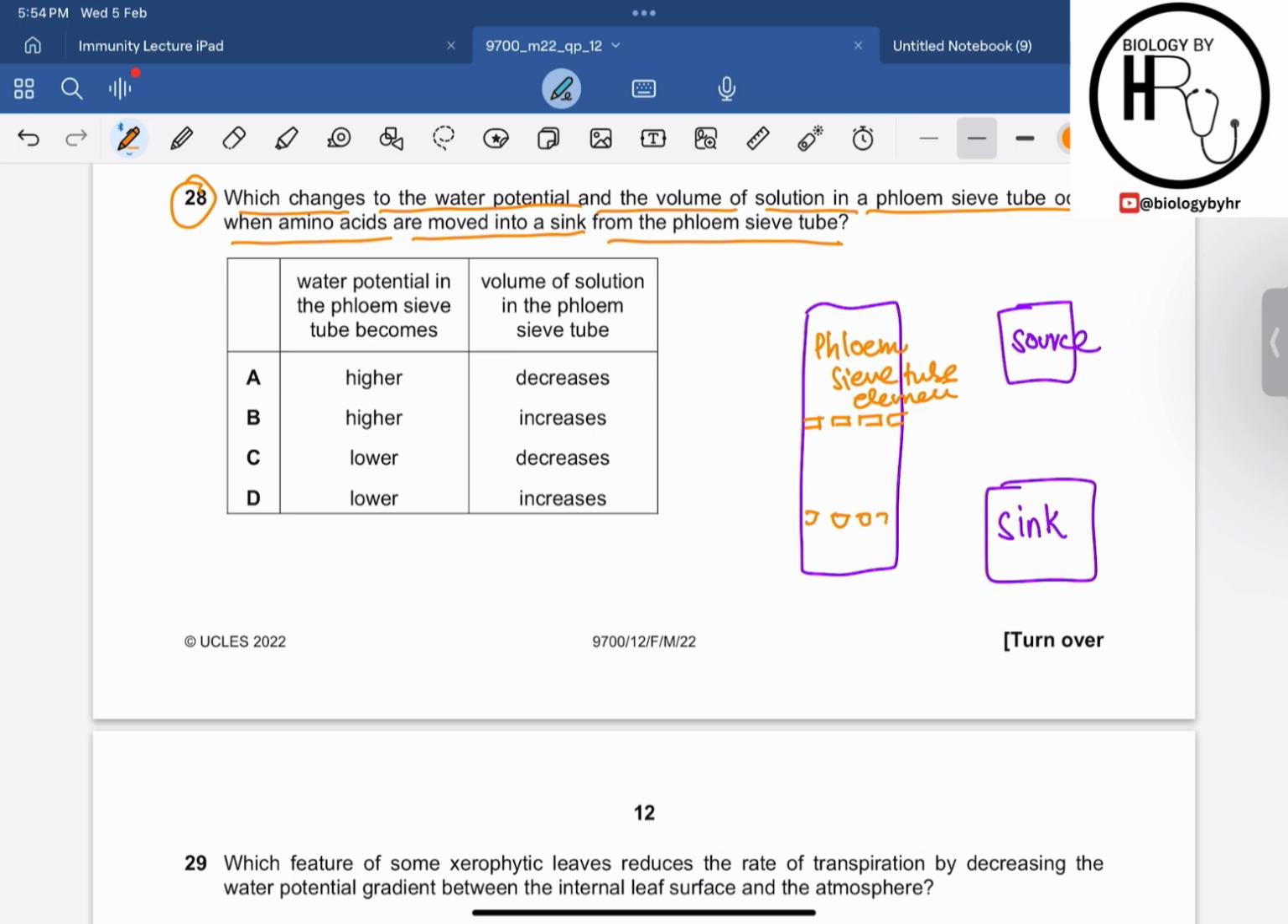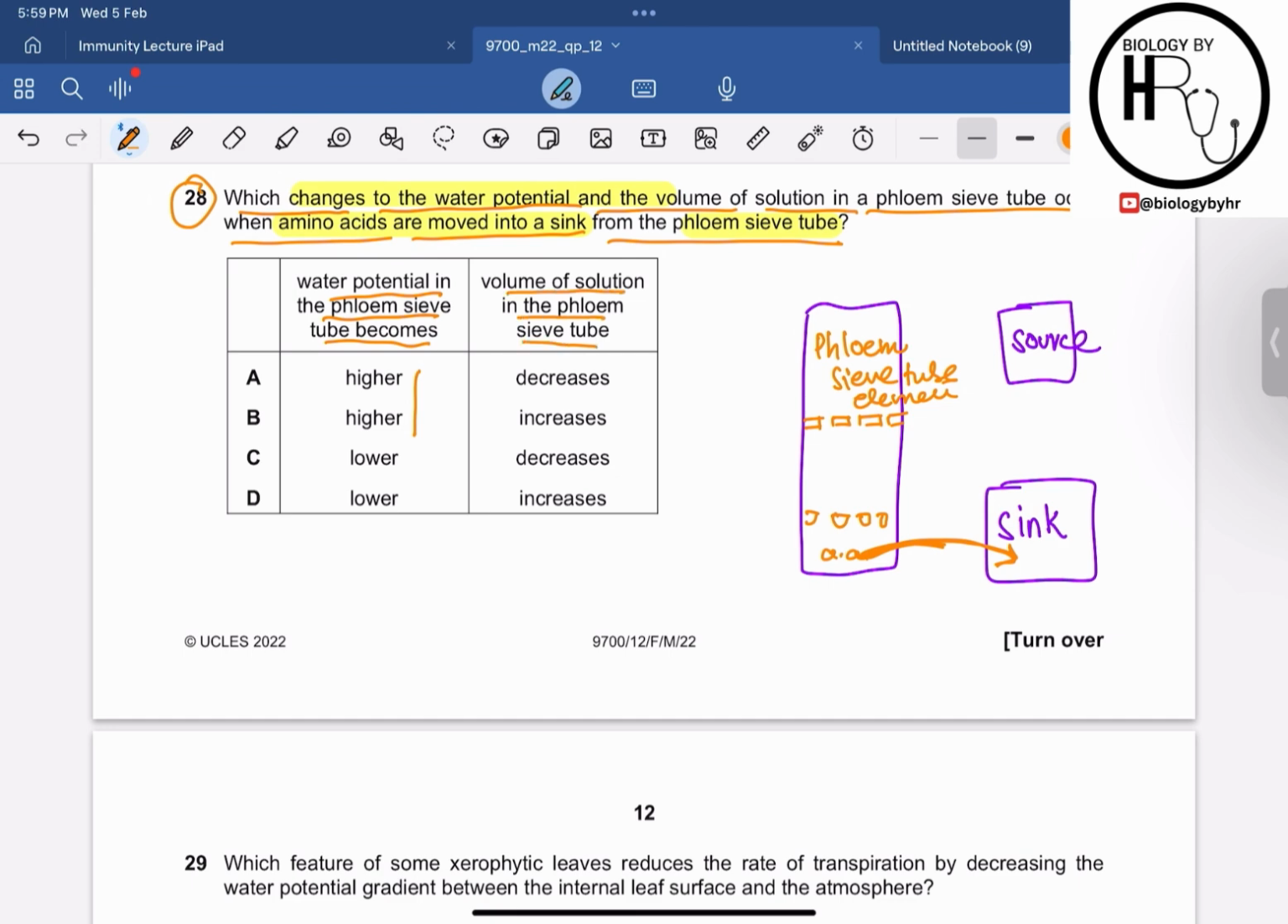So they are asking which changes are going to occur in the water potential as the amino acids are moved into the sink from the phloem sieve tube. This is the sink, and as the amino acids are being moved from the phloem sieve tube into the sink, what is going to happen to the water potential in the phloem sieve tube? As the solutes are moving out of the phloem sieve tube element, the water potential will obviously become higher.